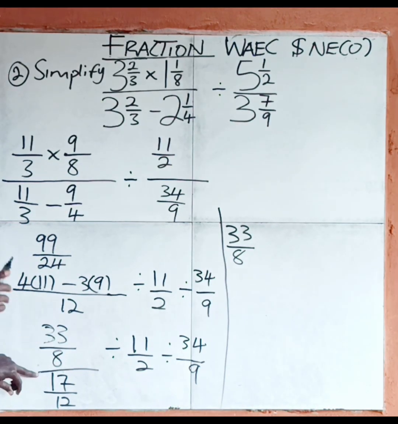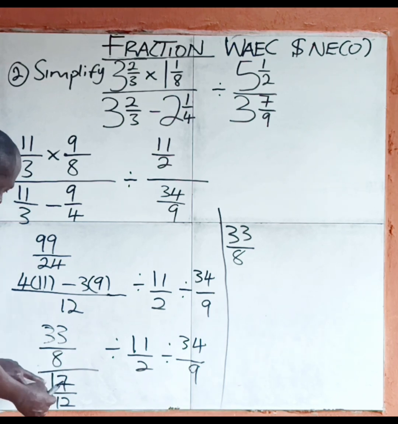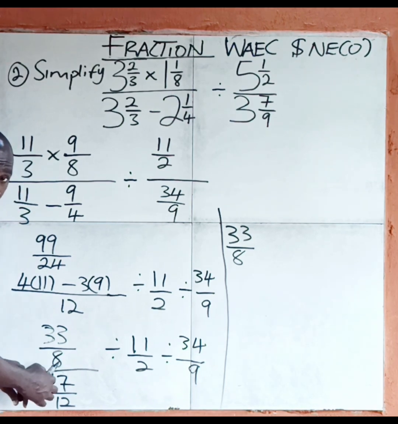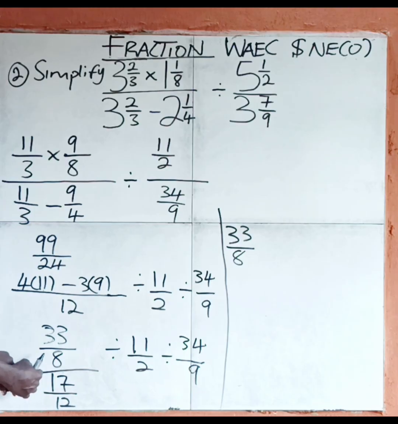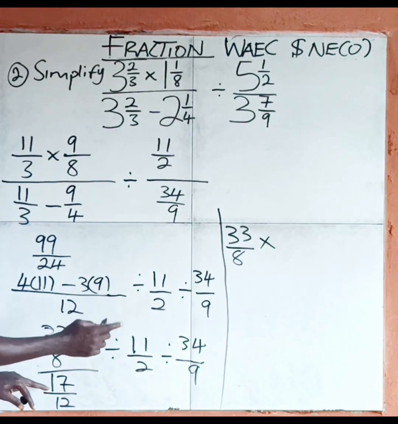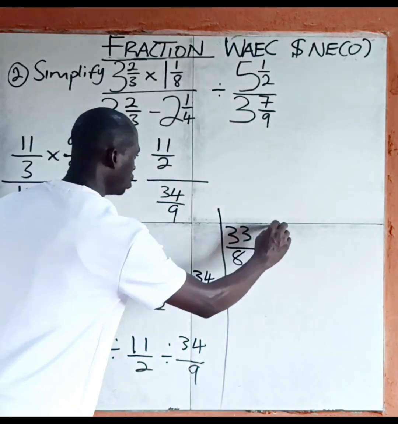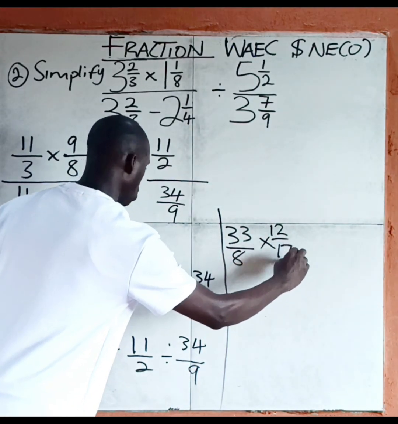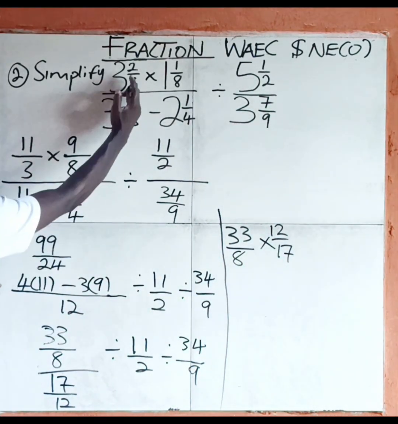And the moment you do that, you will take the reciprocal. What it means is that this 17 over 12 will become 12 over 17. So I'm going to change this division line to multiplication. And this 17 over 12, we're going to take the reciprocal. It becomes 12 over what? 17. So we are successfully done with this part of the question.